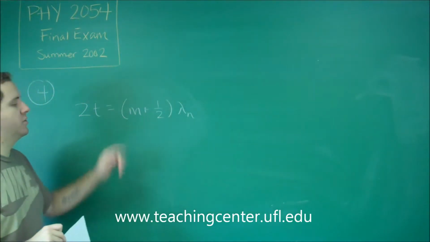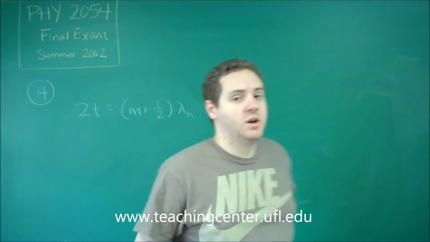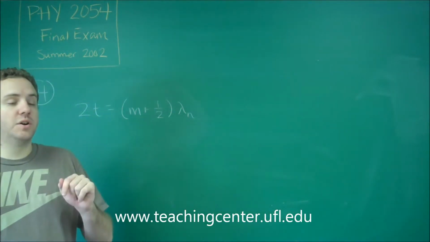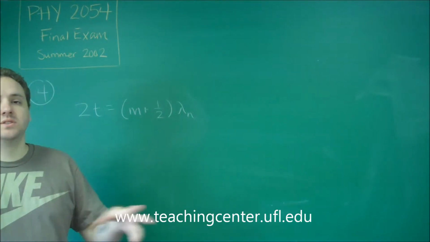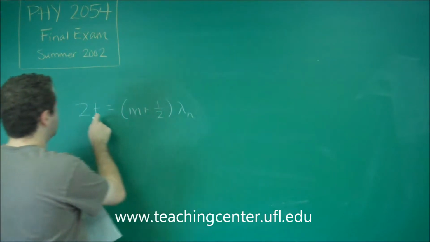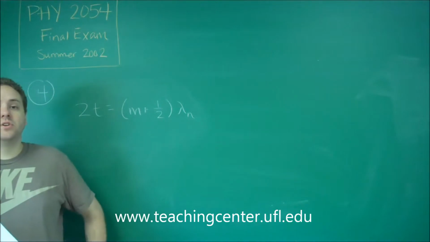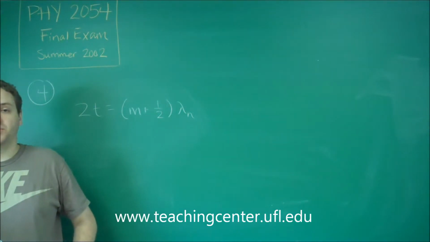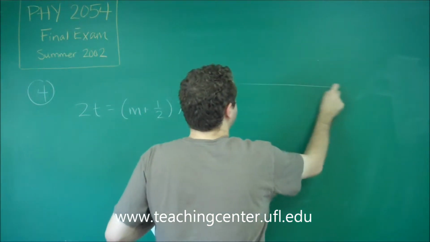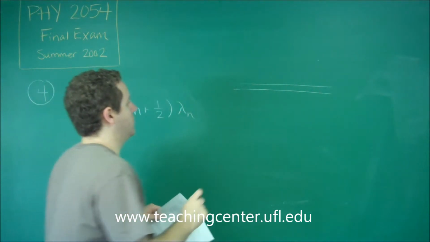M is of course the order number, as we've dealt with in many of the problems in this section, so that can be an integer. Actually, in this case, it needs to be a non-negative integer. It can be 0, 1, 2, 3, on and on. T is the thickness of the film, and lambda sub n is the wavelength of your wave when it's in the film. So in this problem, we're going from air to some thin film of oil with an n of 1.5.